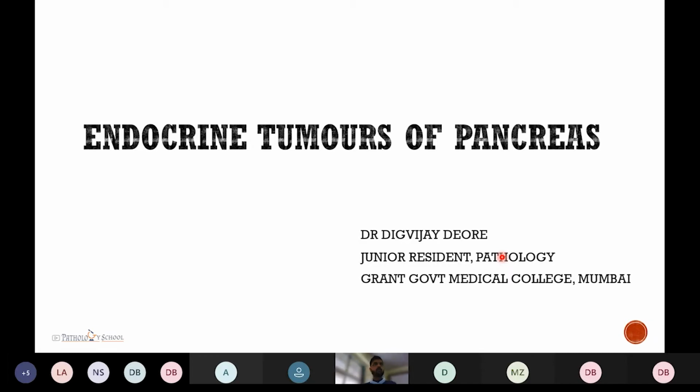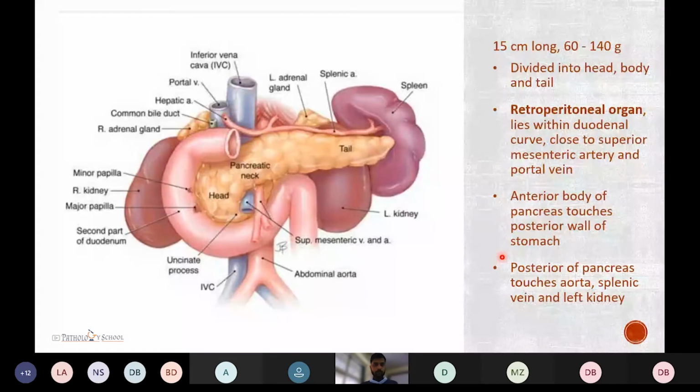Good morning. Today's topic is endocrine tumors of the pancreas. Before going to the endocrine part, we'll first see about the pancreas in general. In this diagram, as you can see, this is the elongated pancreas, which is around 15 centimeters long and measuring about 60 to 140 grams in weight.